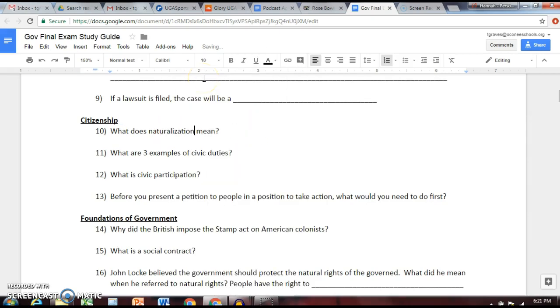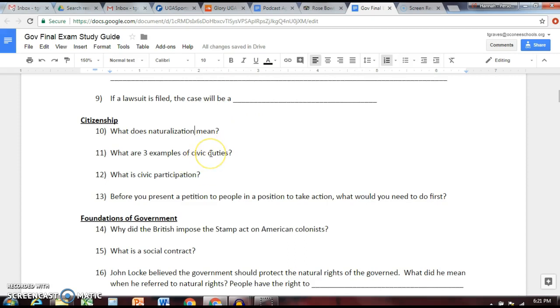Now it's fixed. Naturalization means you're a person born in a foreign country and you become a U.S. citizen. So there's really only two ways to become a U.S. citizen. You're either born in the country, when you're automatically a citizen, or you're naturalized. You're born in a foreign country and you become a U.S. citizen through the naturalization process.